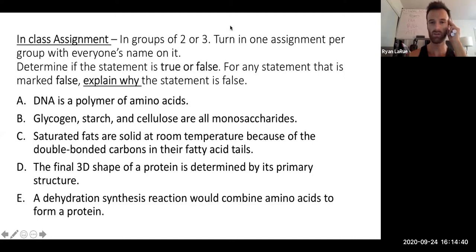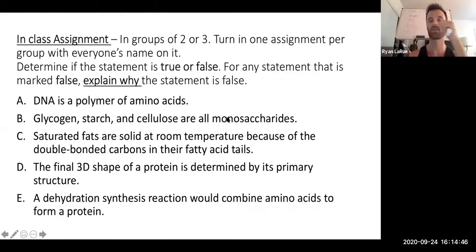Glycogen, starch, and cellulose are all monosaccharides. True or false, and why? Correct, Anastasia, that's right. So false, they are polysaccharides. Great, it's 4:15, so let's just race through these.